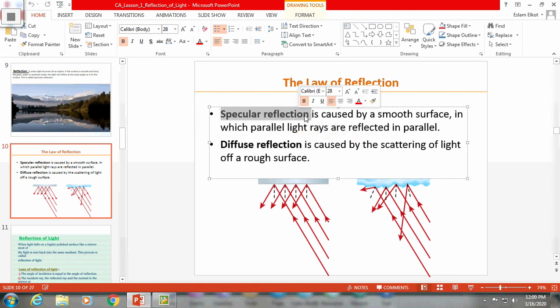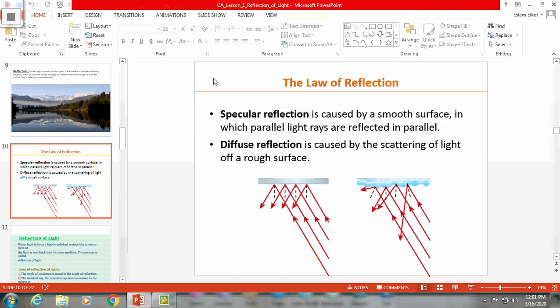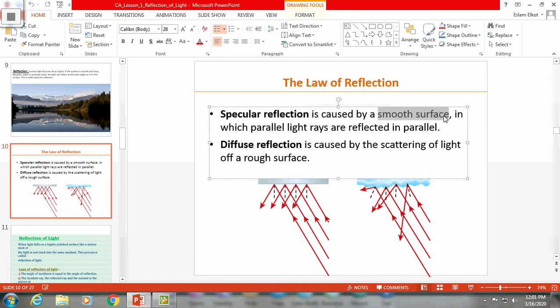Specular reflection happens when the surface is smooth. So specular reflection is caused by a smooth surface in which parallel light rays are reflected in parallel. So we are still explaining the difference between specular and diffuse. Specular is when it's a smooth surface.